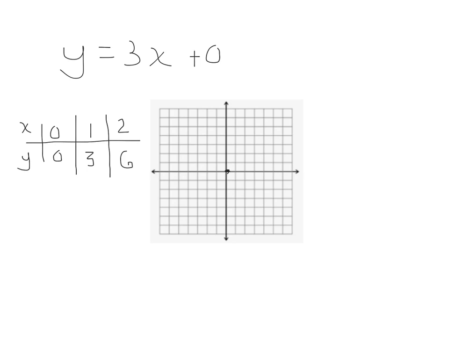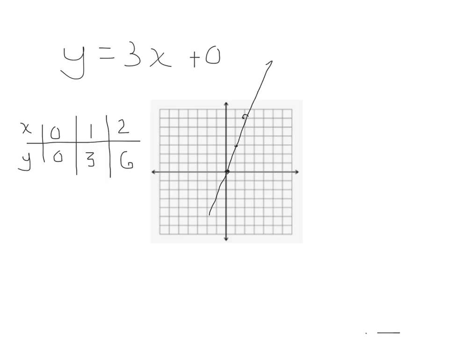Let's plot them and make sure they all lie on the same straight line. So the point 1, 3, I have to go to the right 1 and up 3. The point 2, 6, I have to go to the right 2 and up 6. And they do appear to all fit on the same straight line. So all solutions would be represented by the line that goes through those points, continuing on into infinity in both directions.